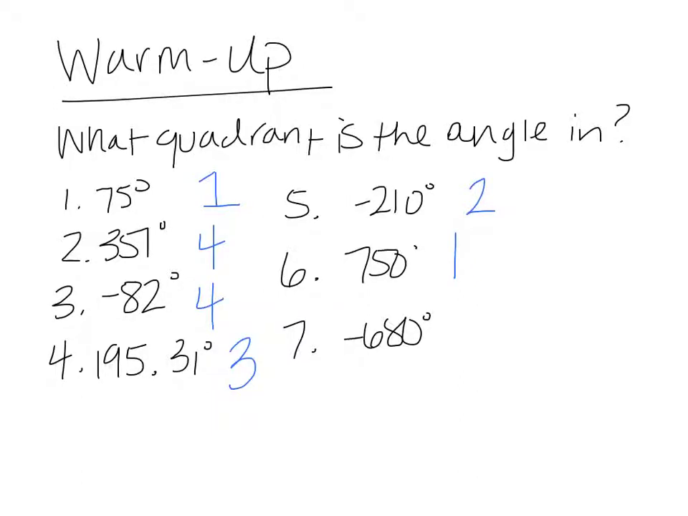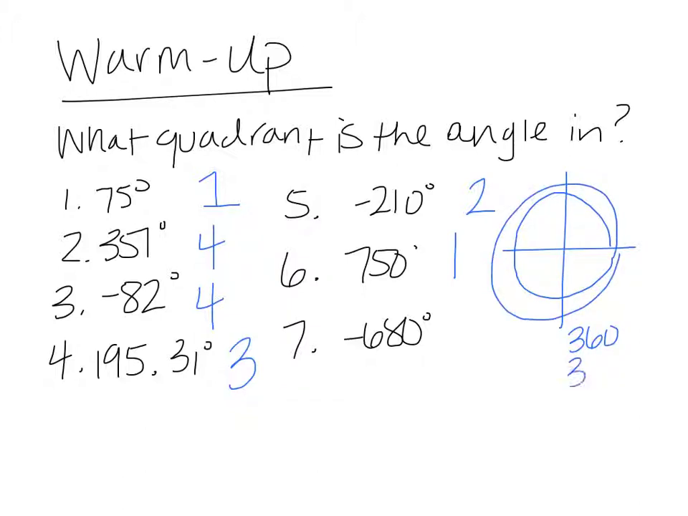Degrees, you have to rotate around, okay? So 750 degrees, that's positive, so we're going counterclockwise. If we go around 360, and if we go 360 again, how much is that? 720. And so we're going another 30 degrees to get to our 750. That was the first quadrant.